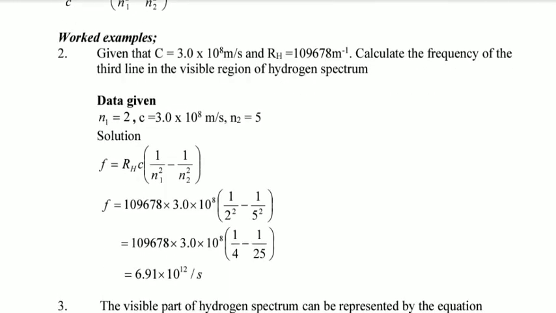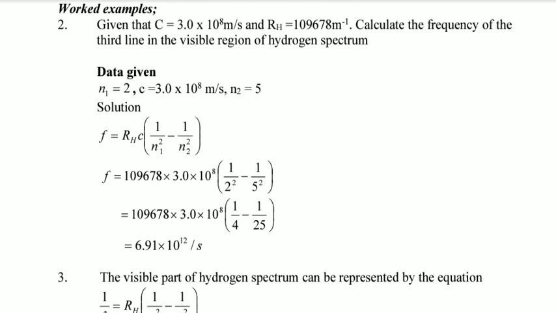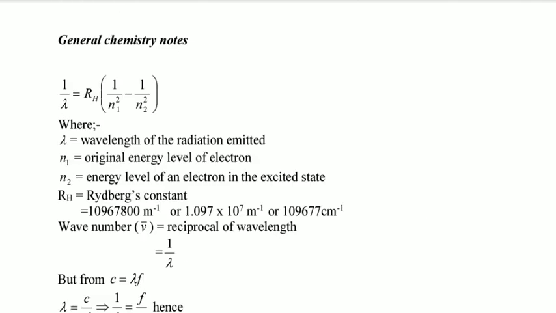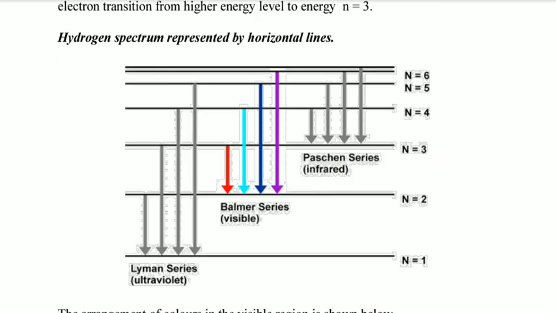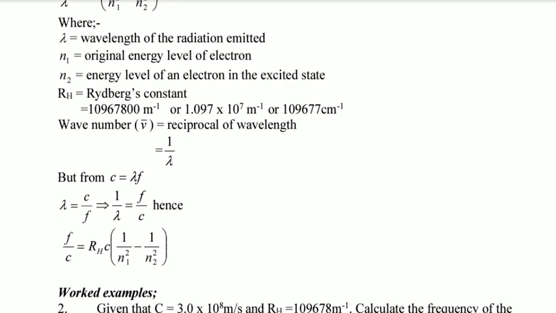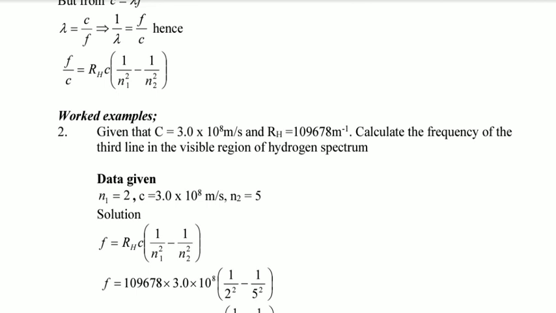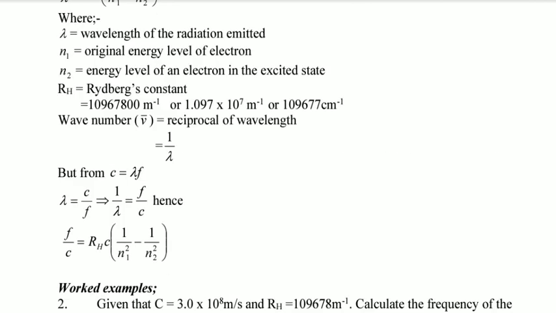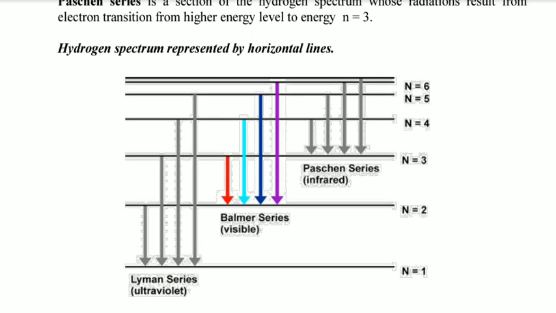Here are some worked examples. For example, you are given the speed of light and the Rydberg constant, and told to calculate the frequency of the third line in the visible region of the hydrogen spectrum. According to this question, we go back to the hydrogen spectrum. Remember, I told you that the only visible region of the hydrogen spectrum is the Balmer series. Now, the first line is the electron falling from n=3 to n=2. The second line is the electron falling from n=4 to n=2.